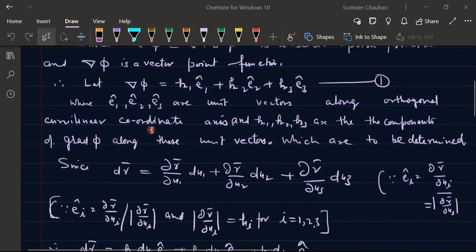Since r is the position of a point, at which we have the origin of this orthogonal curvilinear coordinate, therefore the total derivative of r vector is equal to partial r by partial u1 du1 plus partial r by partial u2 du2 plus partial r by partial u3 du3.